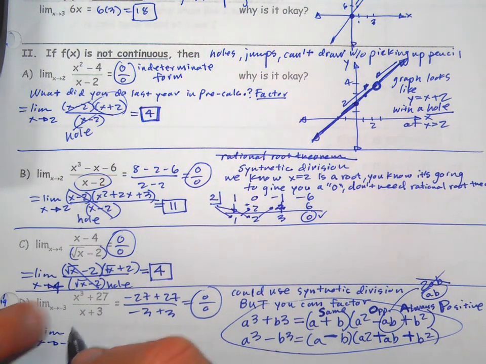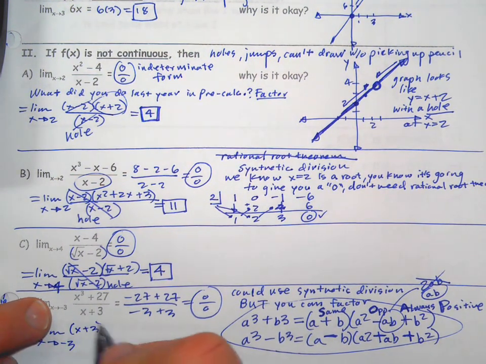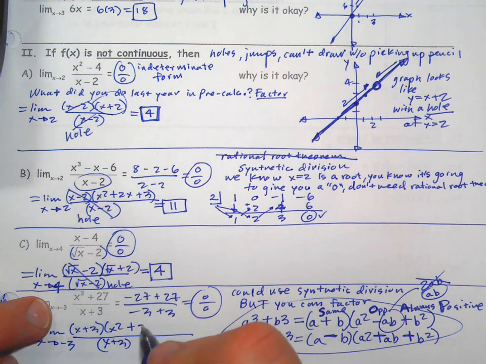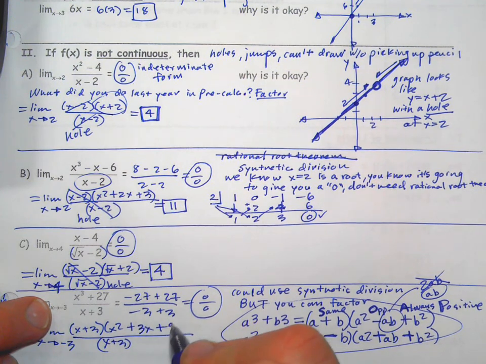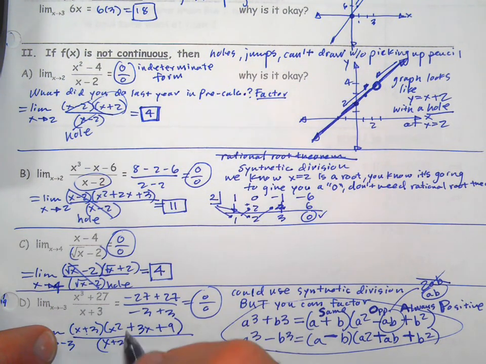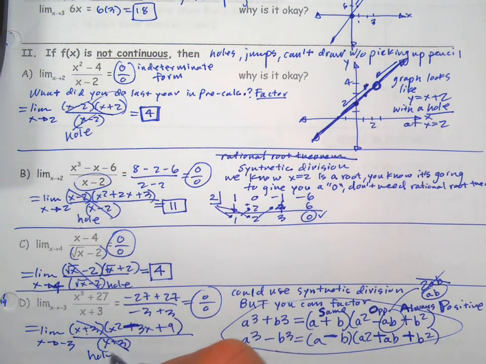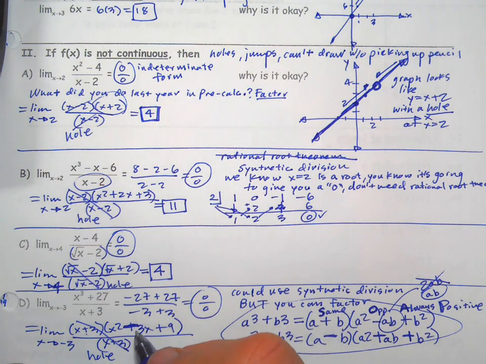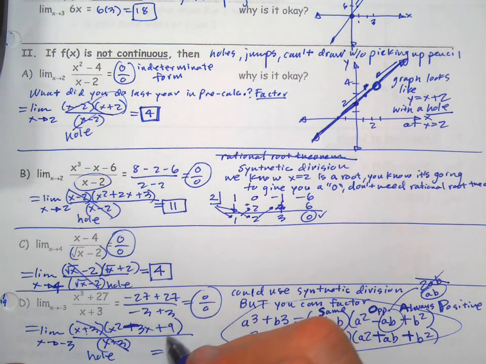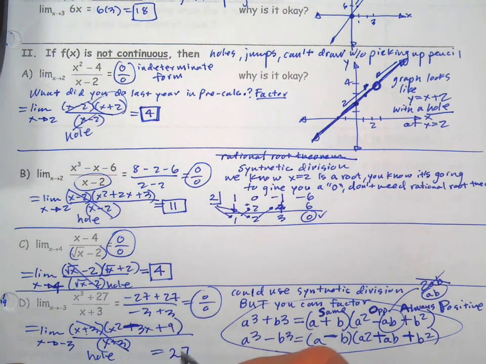So here, we do x plus 3, x squared minus 3x plus 9. Same, opposite, always positive. There's the hole. Plug in -3, and -3 times -3 is positive 9. Minus 3 times -3 is another plus 9. Plus 9 is 27.